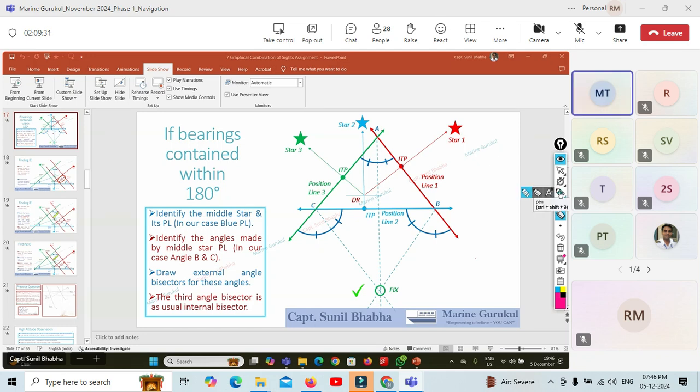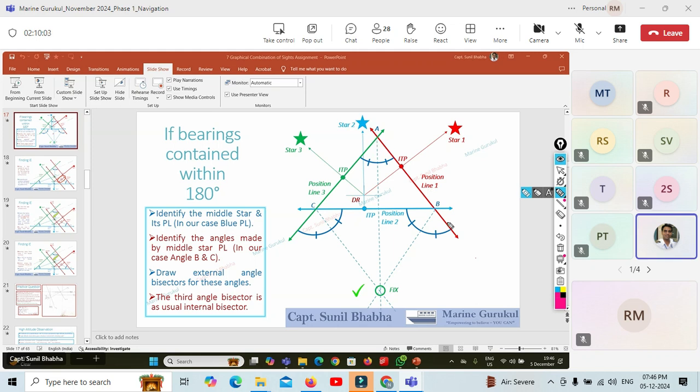Sir, when the fix is outside, when the stars are more than 180 degrees apart, in that case, how will you find out this index error? You mean the case which is exactly on display right now? Yes, sir. Okay, beta, let's do it. Pick up a PL of your choice. Red, green, blue. Red, sir. We have picked up the red PL.